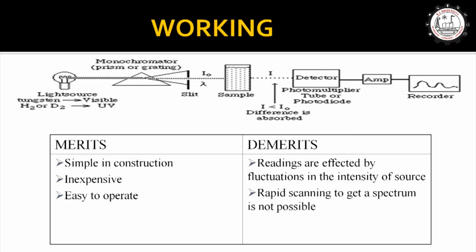So UV visible spectroscopy. The basic principle of UV visible spectroscopy is that when electromagnetic radiation passes through a matter, it will absorb the light. Some light is absorbed and some light is transmitted. By calculating the transmitted light, we can easily estimate the absorbed light. So when light passes through the substances, some light is absorbed and some is transmitted. From this we can easily determine the qualitative and quantitative estimation of the pharmaceutical preparations.